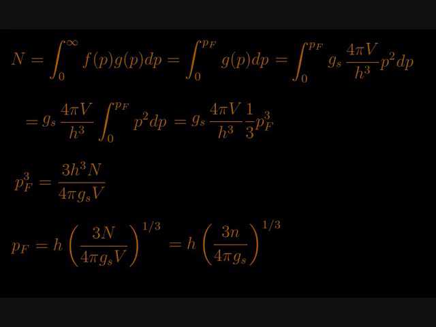Take the cube root of both sides and define the number density to be the total number divided by the volume. So we get that the Fermi momentum is Planck's constant times the cube root of 3n over 4 pi g sub s, which means that if the temperature is 0 Kelvin, the highest momentum state that is occupied will have momentum h times the cube root of 3n over 4 pi g sub s.